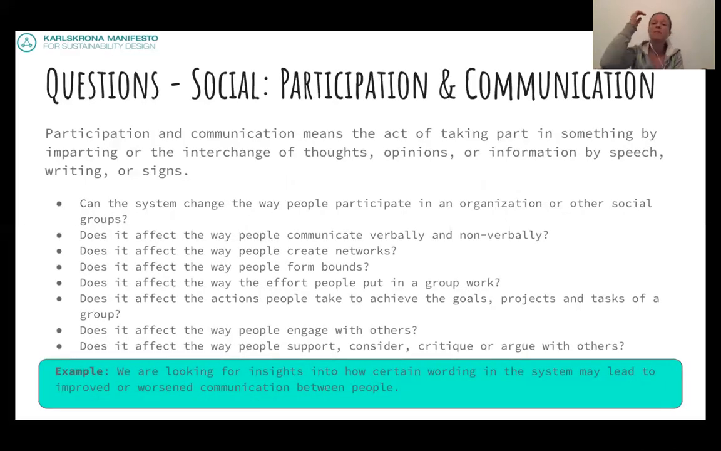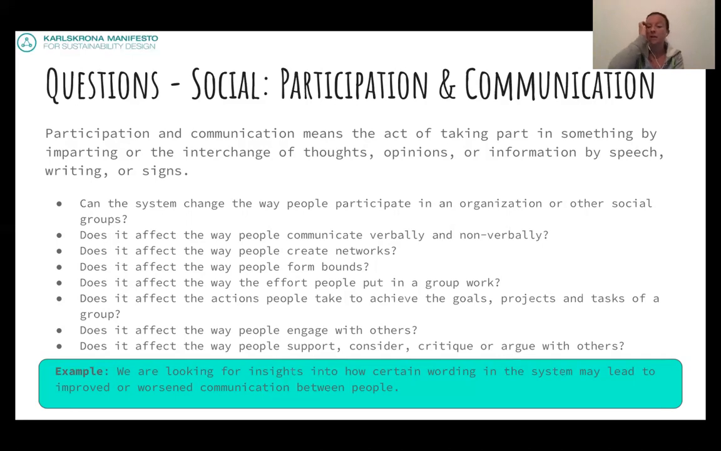Next one, participation and communication. Participation and communication means the act of taking part in something by imparting or the interchange of thoughts, opinions, or information by speech, writing, or signs. There's a lot we can ask here. Can the system change the way people participate in an organization or other social groups? Does it affect the way people communicate verbally and non-verbally? Does it affect the way people create networks? Does it affect the way people form bonds?